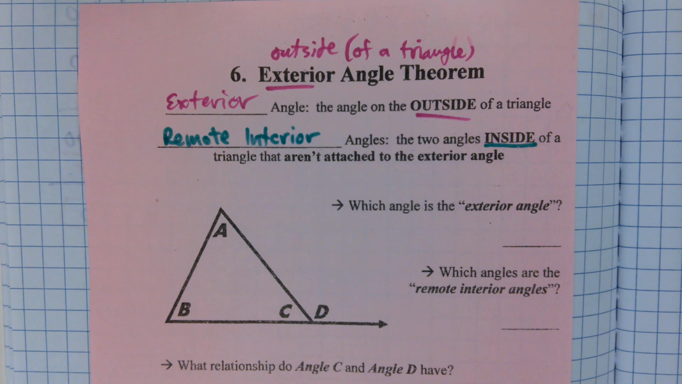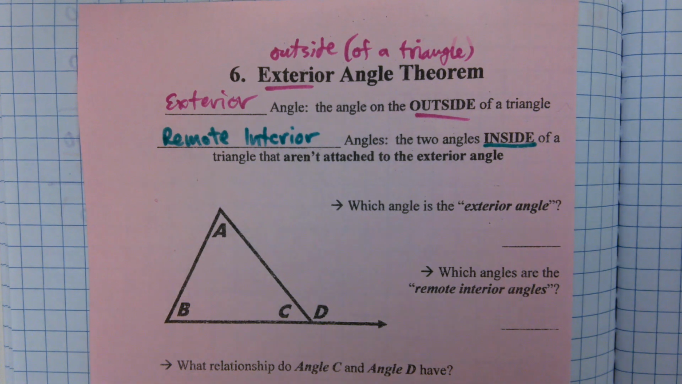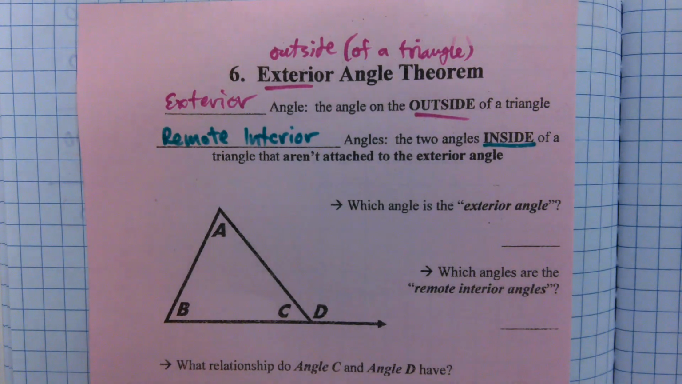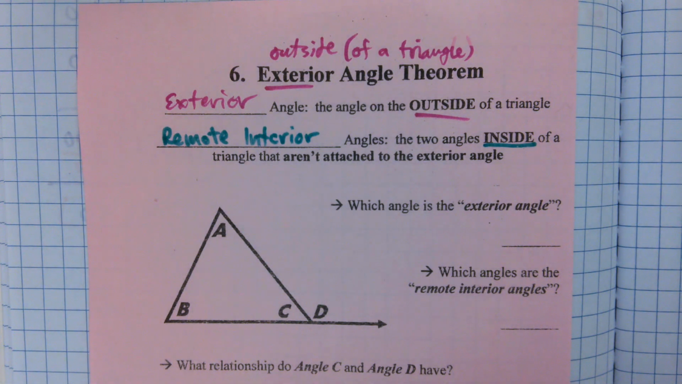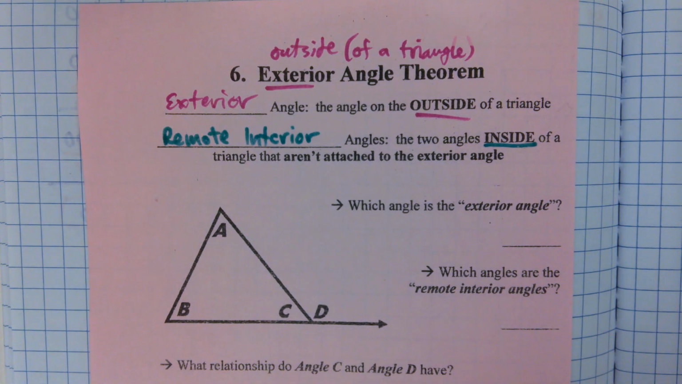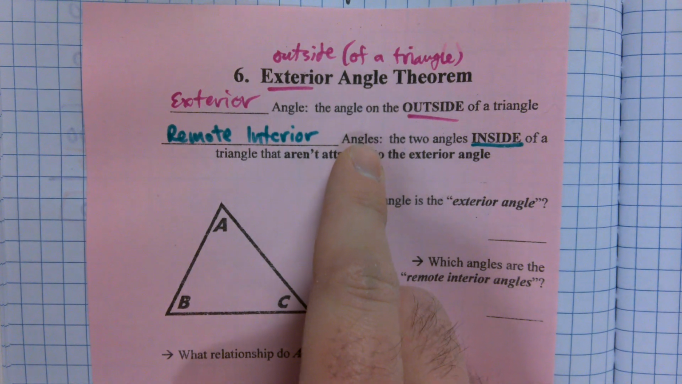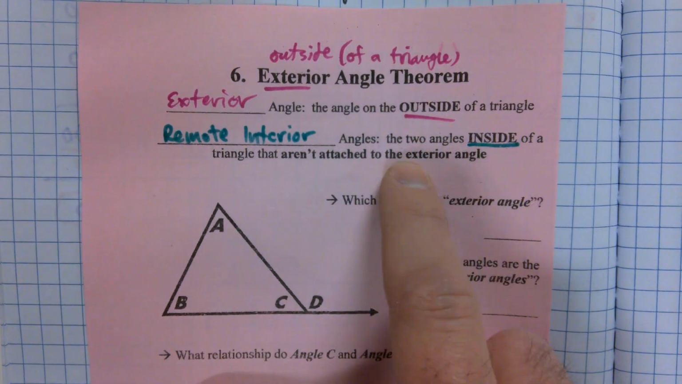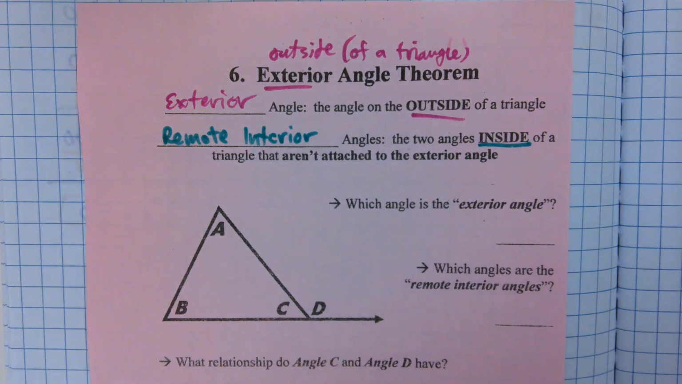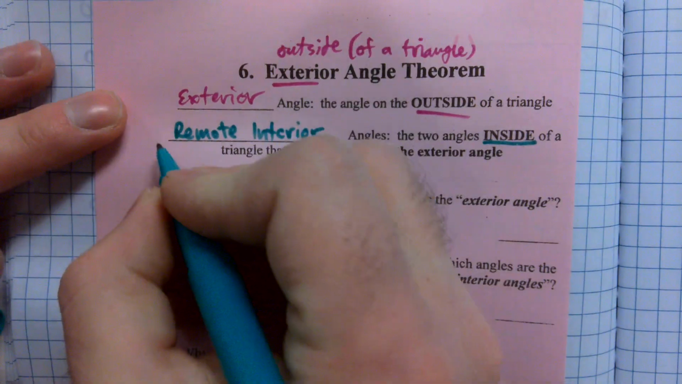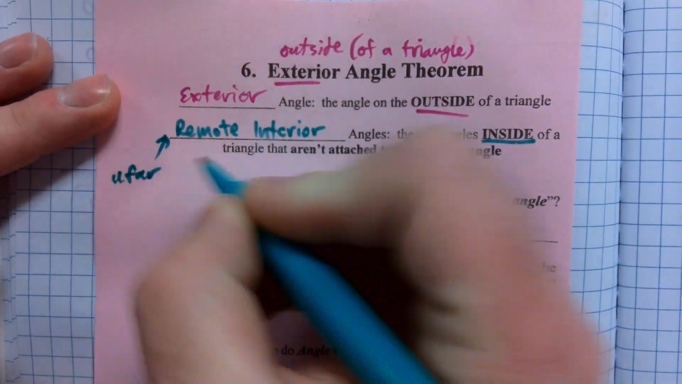Right? Has anyone ever heard of a remote island before? No? What is a remote island? Is it an island that's super close to a big city? No, it's the opposite, right? If it's a remote island, it's out in the middle of nowhere. If you have a remote control, you can control the TV from far away. So remote interior angles are angles that are far away from our exterior angle. So when you see the word remote, you should think far away.